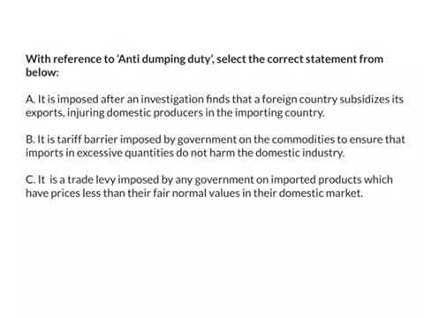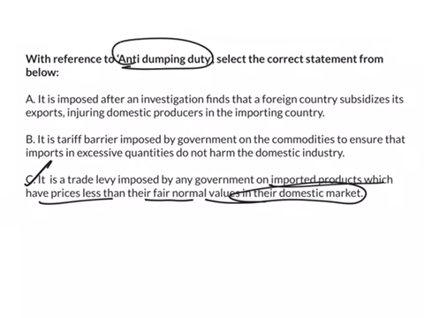Here, the answer for this question is C. It is a trade levy imposed by any government on imported products which have prices less than their fair normal values in their domestic market. Anti-dumping duty will be imposed when a country that is exporting its products to a country sells its products at a price that is lower than in its domestic country, then this anti-dumping duty will be imposed on that exporting country in order to protect the domestic industry of the importing country.